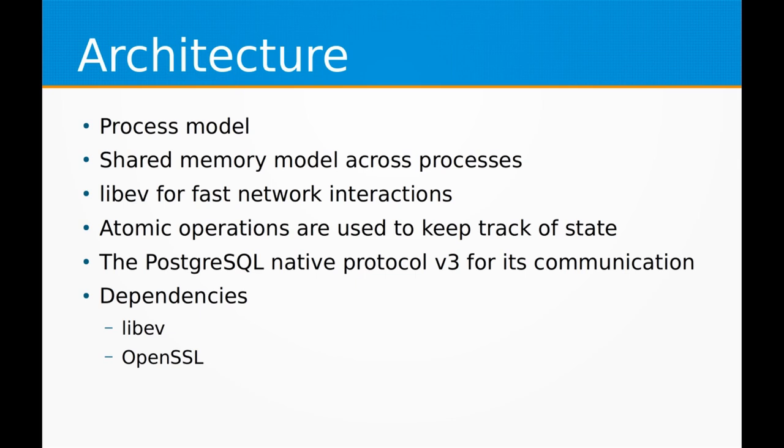Pgagroal uses libev for its network communication. Libev is a fast network library that supports different event mechanisms. The state of pgagroal is maintained using atomic operations, so a modern compiler is required to build the project. The Postgres native protocol is used for all communication, which is implemented inside pgagroal, so no dependencies are required for this. So the only dependencies are libev and OpenSSL for the runtime.